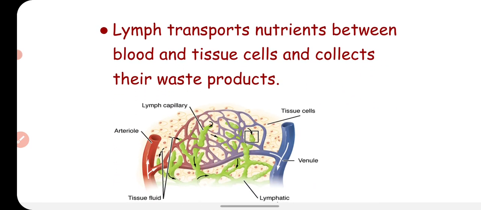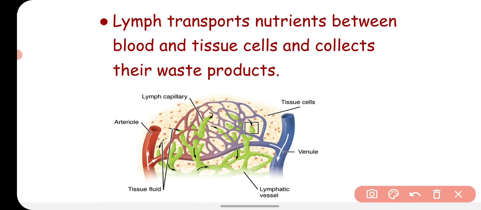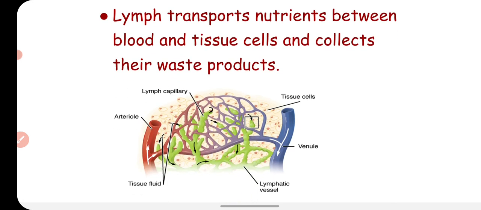Lymph also transports nutrients between blood and tissue cells and collects their waste products. Lymph vessels are open at one end, and at the other end they are connected with the veins. So they take up the nutrients and waste material from the tissues, and bring it into the blood in the veins. So this is another function of lymph.